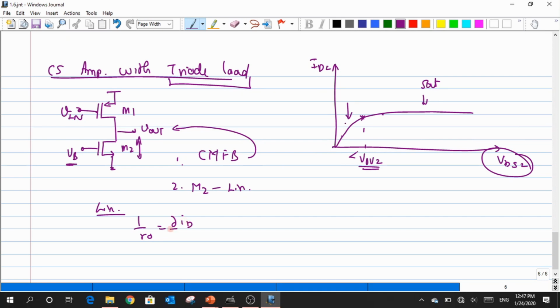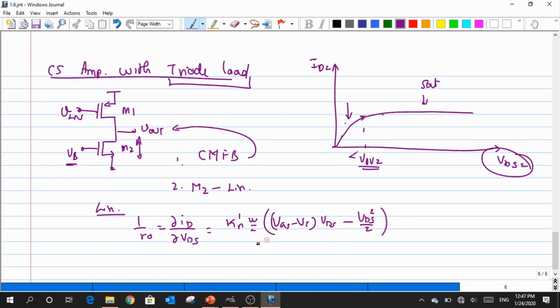So it is ∂ID by ∂VDS. This is the formula that I have to use, right? So now in this case, what current I have to use? Linear region current. So I'll just use this Kn' W by L (VGS minus VT) into VDS.